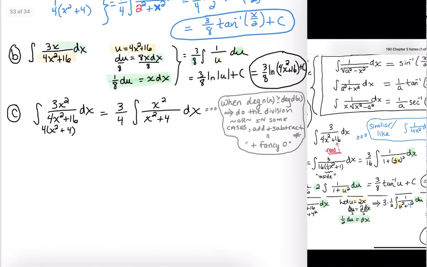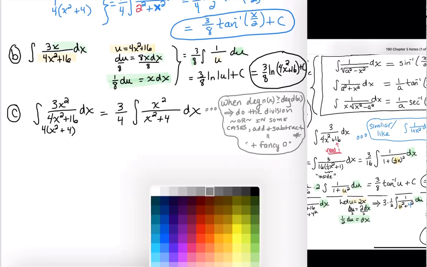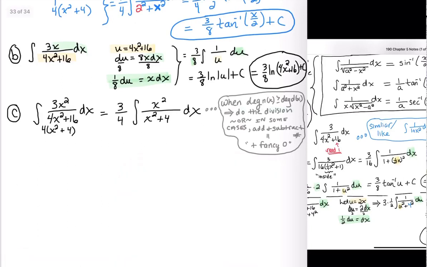So suppose I actually did the division approach. Let's think about that for a second. Doing the division would look like x squared divided by x squared plus 4.